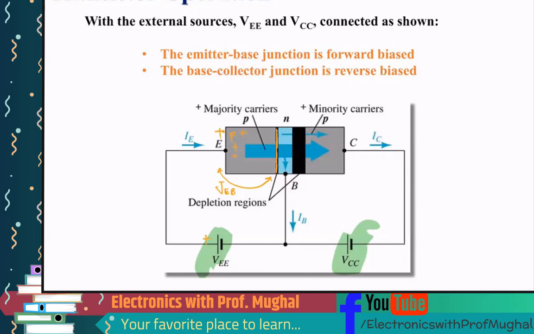And in a forward bias region, the depletion region is very small, like it appears on the screen. In this region over here, it says the base collector junction is reverse bias. You have base here, collector base, and then this is going to be reverse bias.